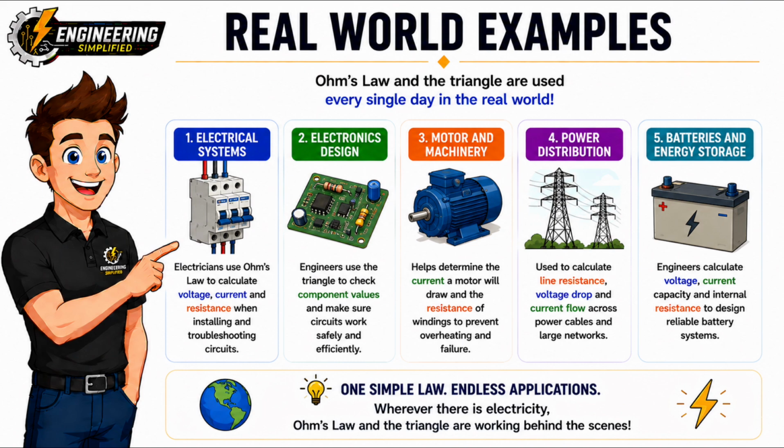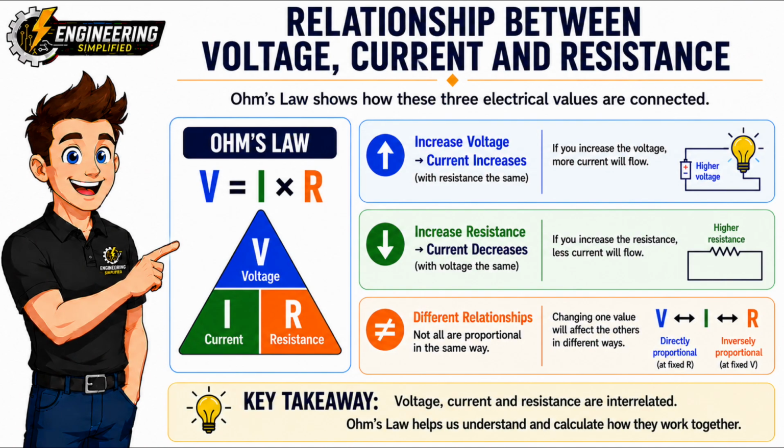Now let's look more closely at the relationship between voltage, current, and resistance. Remember, V equals I multiplied by R. If resistance remains constant and we increase the voltage, the current increases. For example, if we double the voltage while keeping the resistance the same, the current will also double. Voltage and current are therefore directly proportional when resistance is fixed.